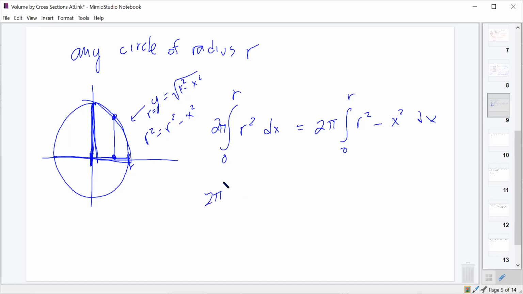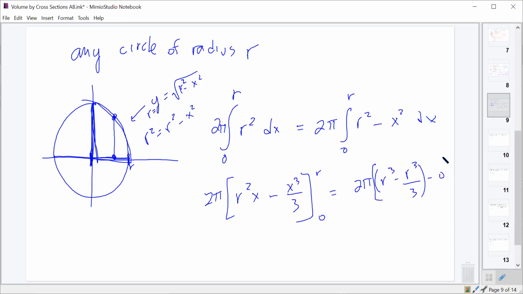We get 2 pi, and what's the integral of r squared in terms of x? Should be r squared x minus x cubed over 3, from 0 to r. If we plug in r, we get r cubed minus r cubed over 3. If we plug in 0, we get minus 0. We get r cubed minus r cubed over 3, which would be 2/3 r cubed, times 2 pi, which would be 4/3 pi r cubed.